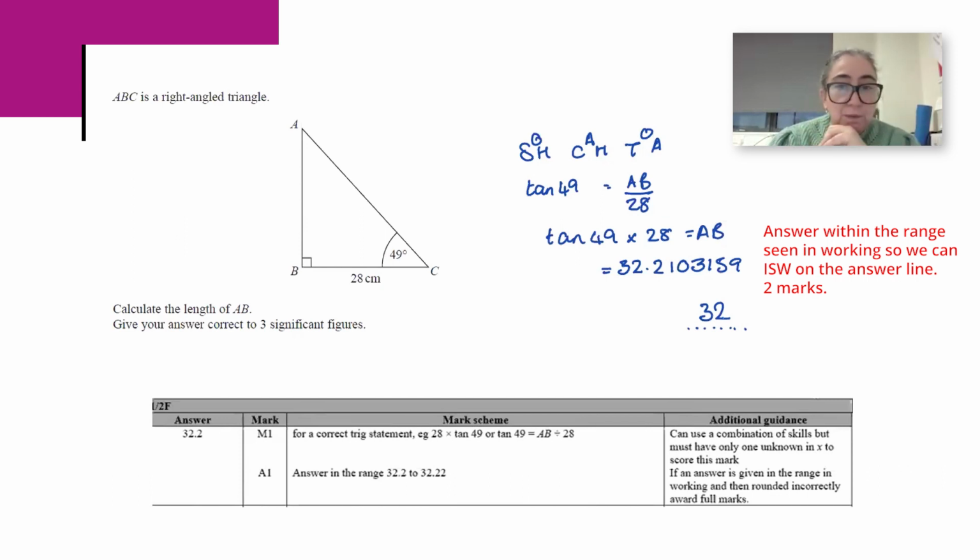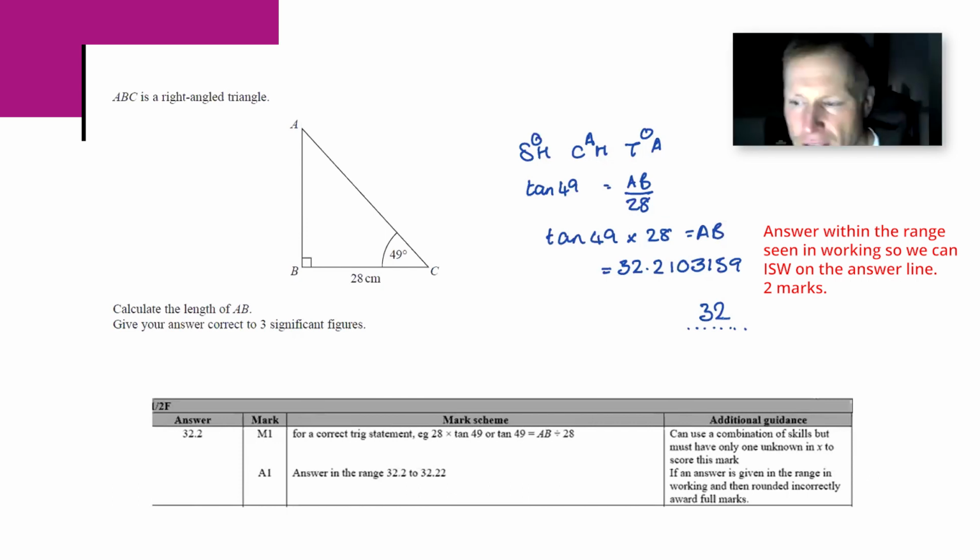We would have written the whole number down. And so we can ignore the subsequent working on the answer line, and the fact that they haven't rounded it to 3 significant figures, they've gone for 2 sig figs. But going back to the mark scheme, you can see at the bottom, always remember to look at the additional guidance.